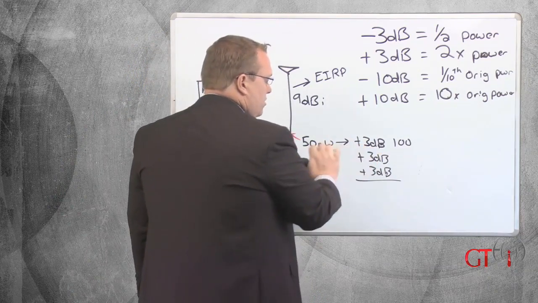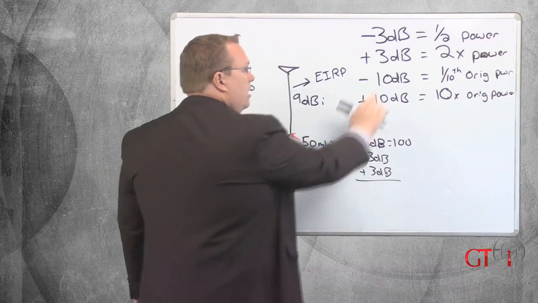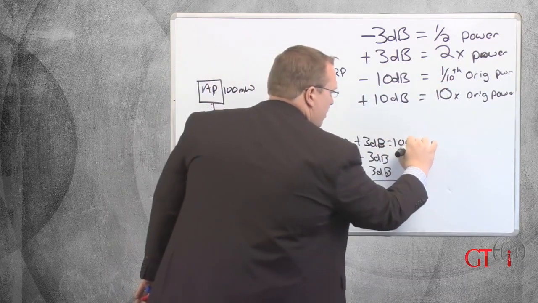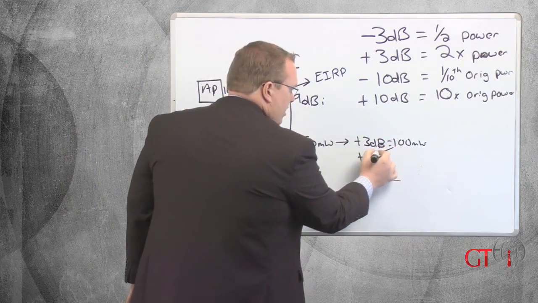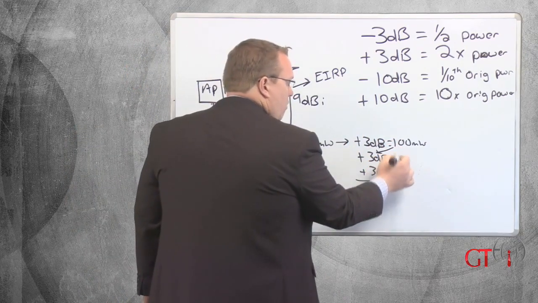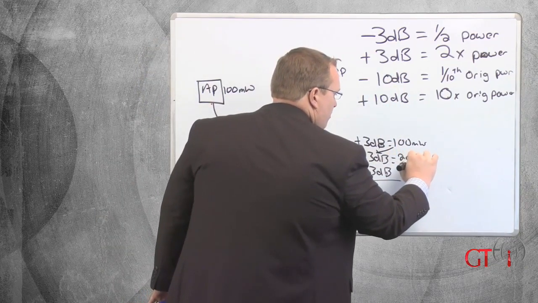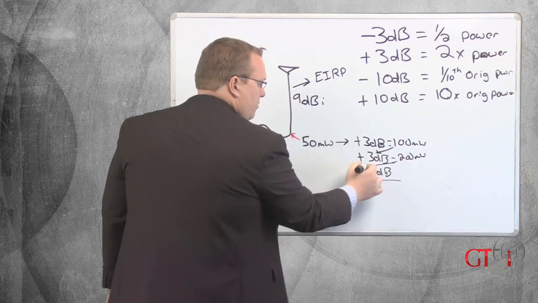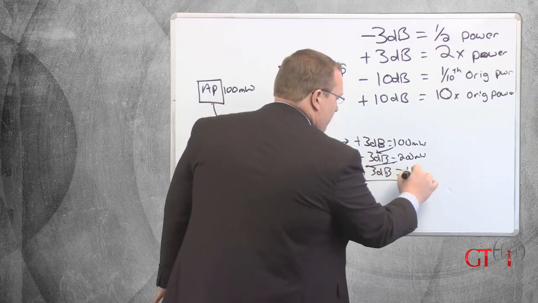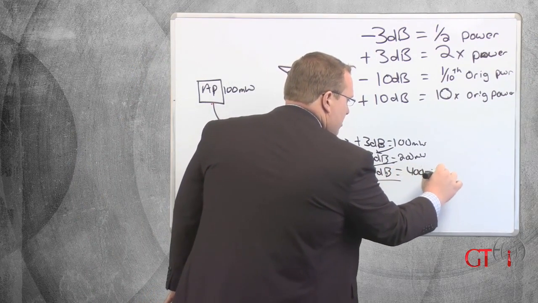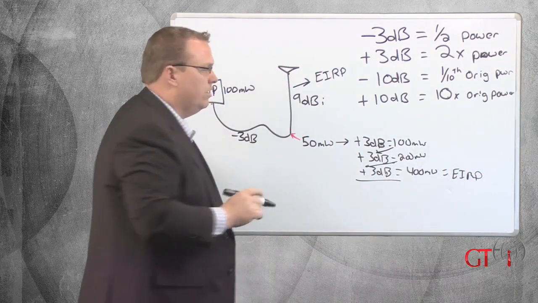So 50 milliwatts goes into 3 decibels. When it encounters a 3 decibel gain, that's 2 times the power. I now have 100 milliwatts. If I ever forget the milliwatt, it's implied. Now the 100 goes into the next 3. 100 milliwatts encounters a 3 decibel gain. 2 times the power is 200 milliwatts. Same thing again. 200 encounters a 3 decibel gain. I now have 400 milliwatts, which is my EIRP and the answer to this question.